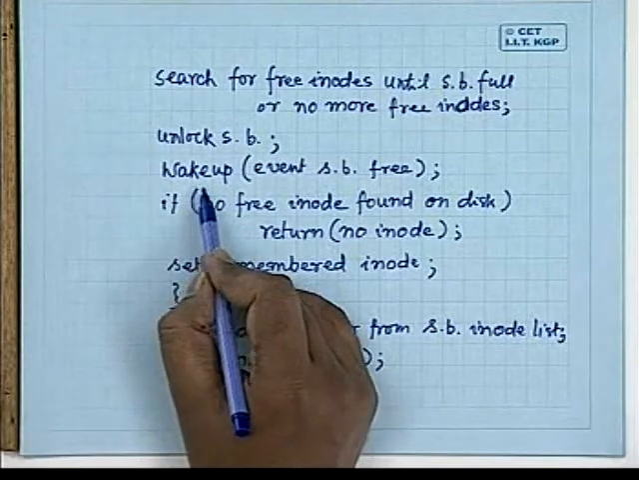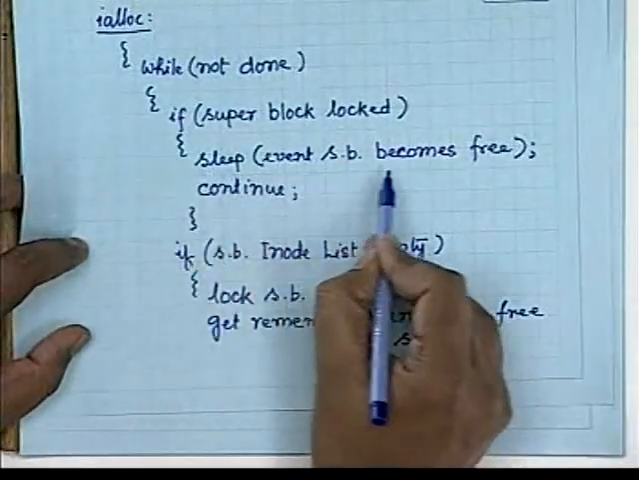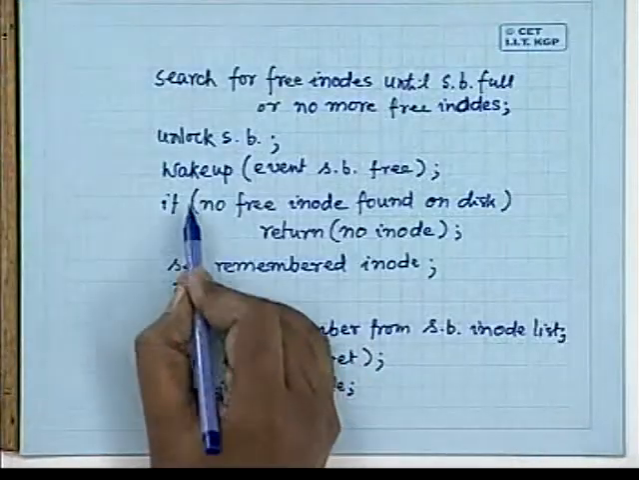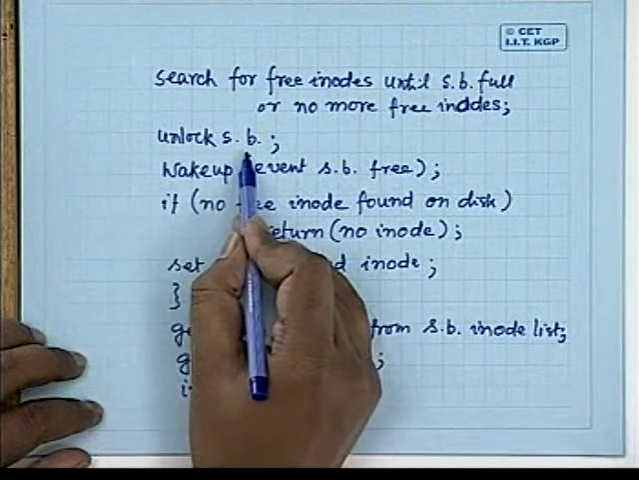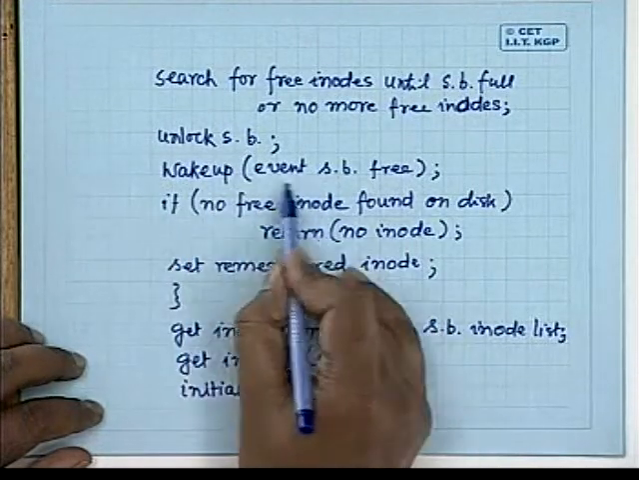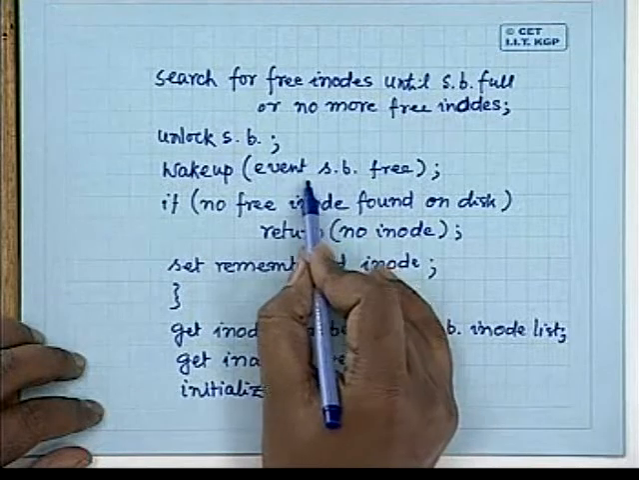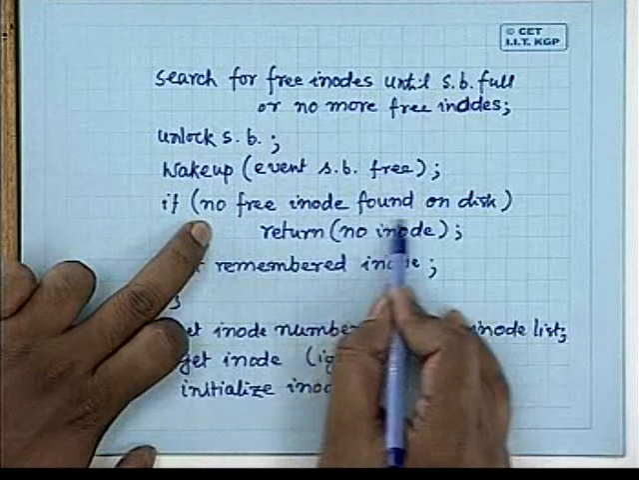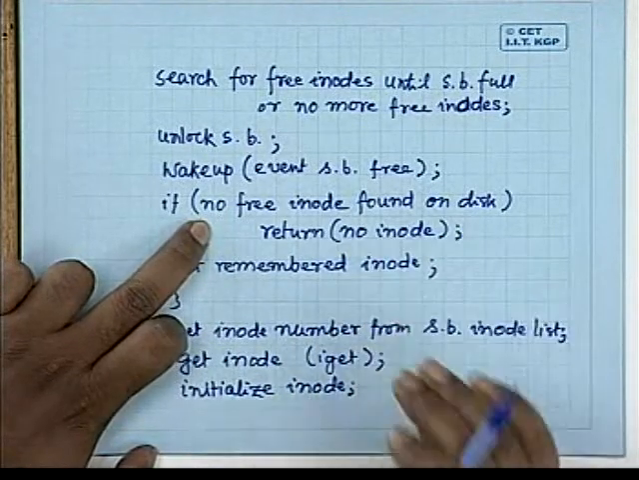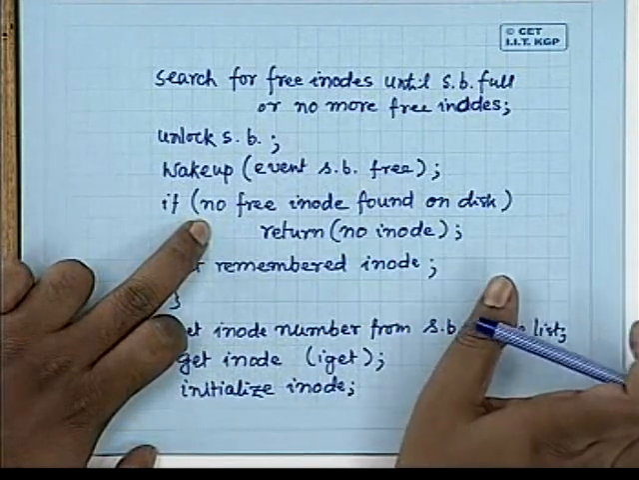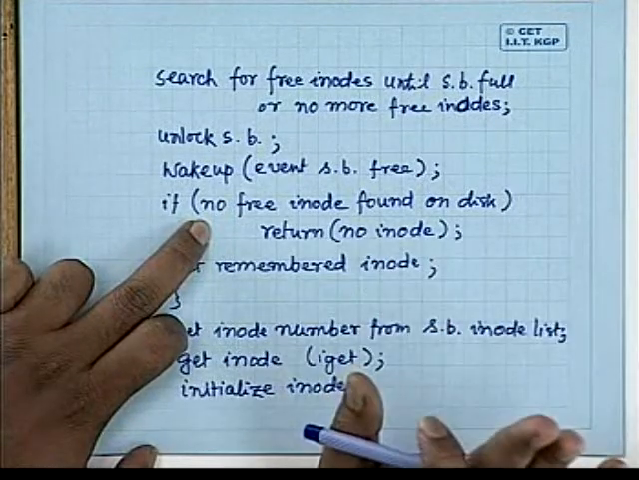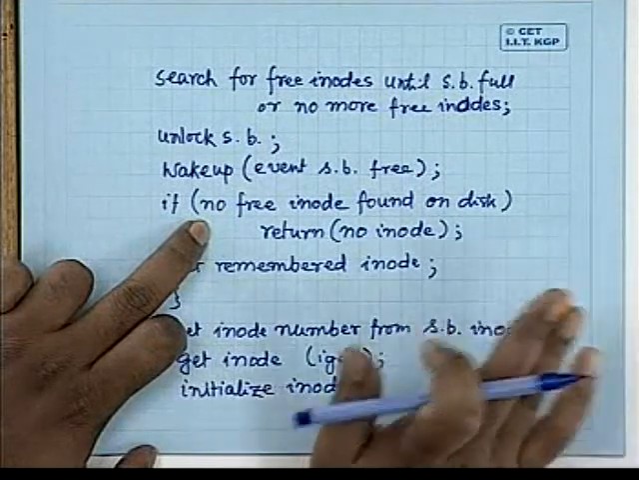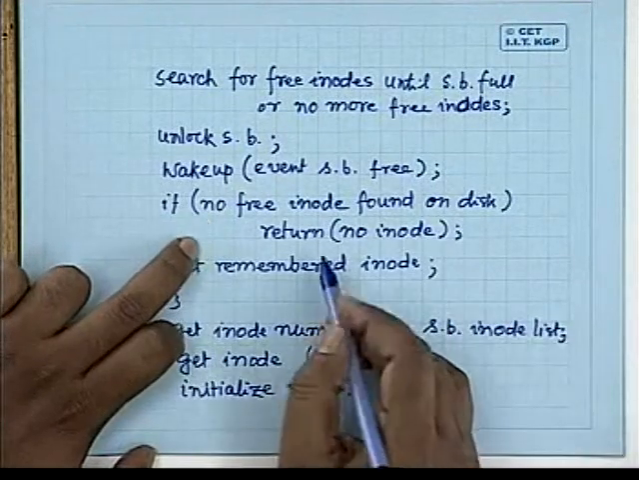Now in this case, I had a number of processes which can sleep on the event that the superblock becomes free. So all those processes have to wake up now once the superblock becomes unlocked. So you wake up all processes which were sleeping on the event that the superblock becomes free. Then after that, you check whether any free inode was found on the disk. The superblock list was empty, and if I could not get any unallocated inode on the disk which can be copied into the superblock free inode list, then naturally no other file or directory can be created. So we return with no inode.